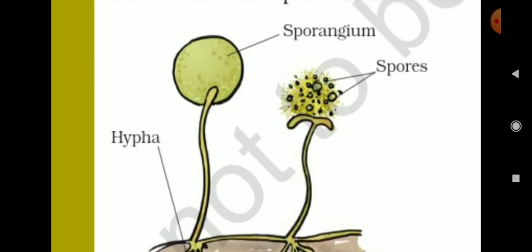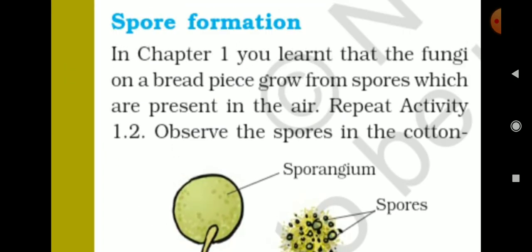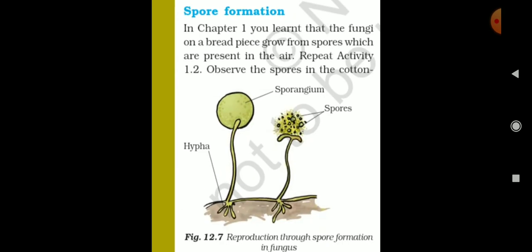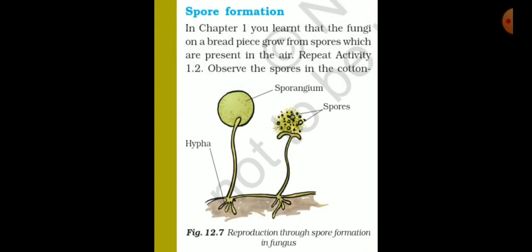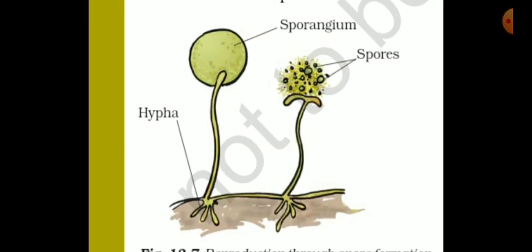Next one, spore formation. The fungi on a bread piece grow from spores which are present in the air. Repeat the activity and observe the spores in cotton. Listen, all of you see this picture: reproduction through spore formation in fungus. Sporangium, spores. This one is a hypha.